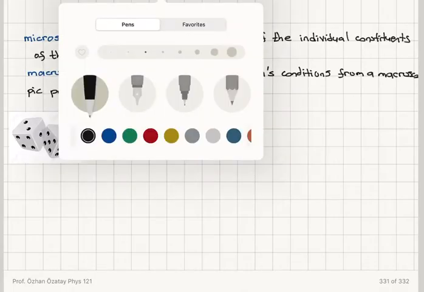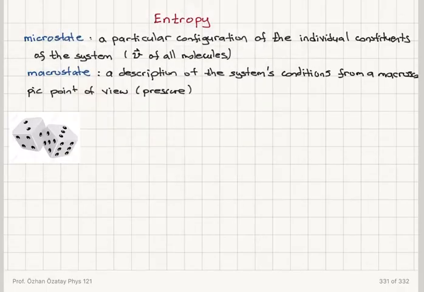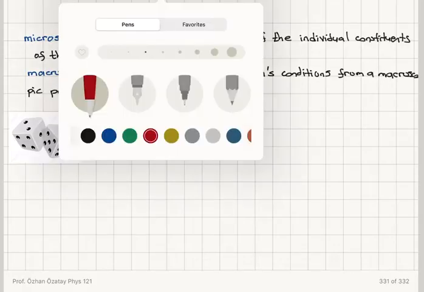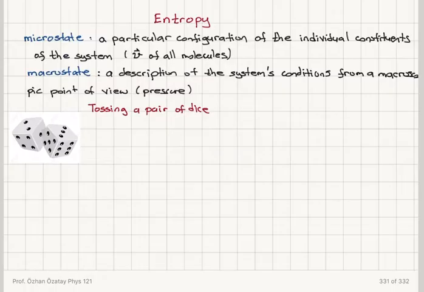The experiment I will consider is tossing a pair of dice. So if you're tossing a pair of dice, as you can see in the picture, for each die you can have numbers between 1 and 6, and I'm looking for the following macrostate. So I would like to have a macrostate of this system. The total is 4. Okay, so how many microstates produce this result?